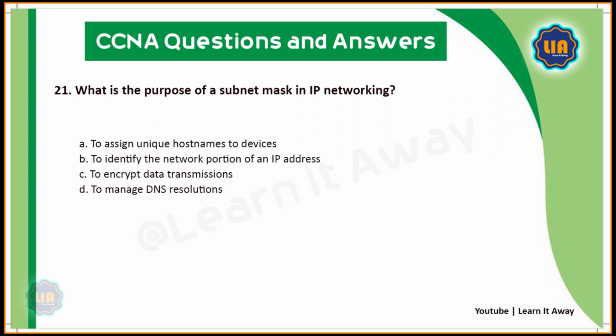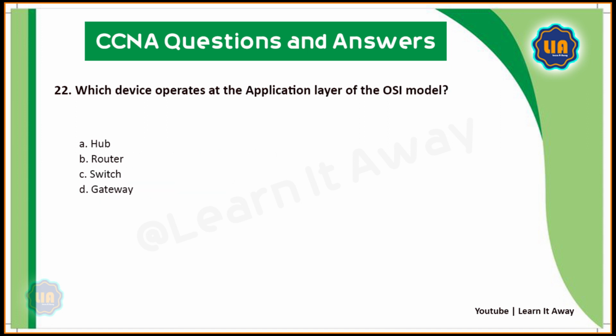B. To identify the network portion of an IP address. C. To encrypt data transmissions. D. To manage DNS resolutions. Answer: B. To identify the network portion of an IP address. 22. Which device operates at the application layer of the OSI model?